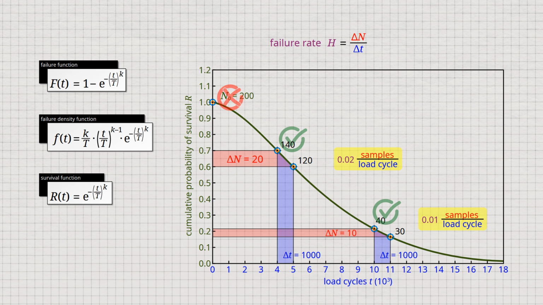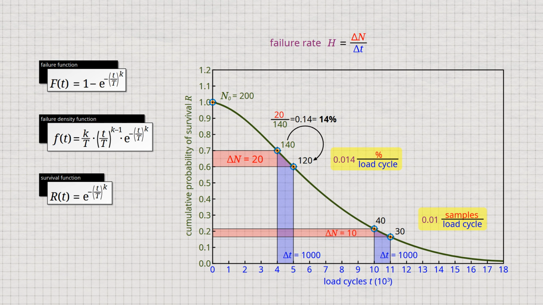Let's take the example of the specimens from the fatigue test again. It shows that after 4,000 load cycles, 140 samples are still undamaged. Out of these 140 samples, 20 samples fail within the next 1,000 load cycles. Based on these 140 intact samples, about 14% fail during the considered time period. The relative failure rate in this case is therefore 14% per 1,000 load cycles, or 0.014% per load cycle.